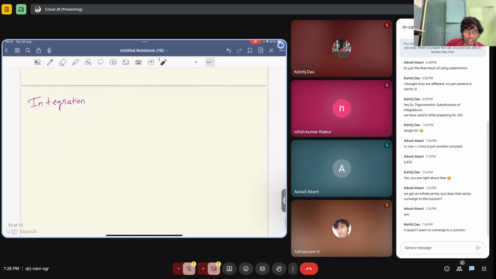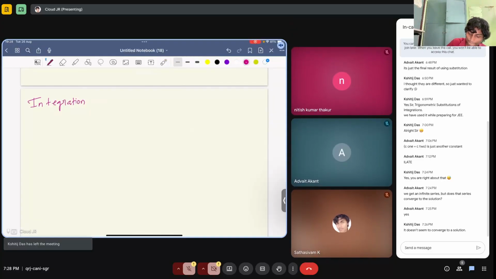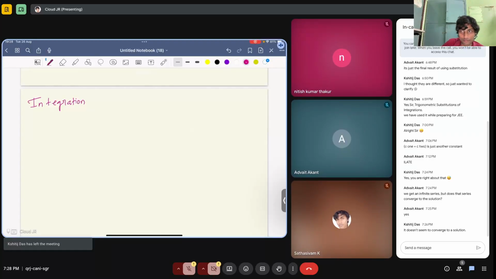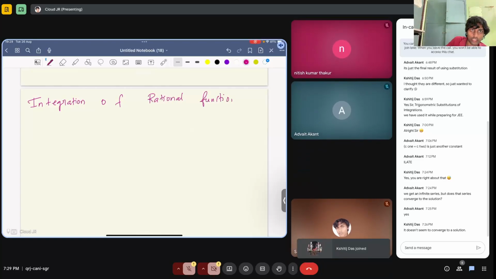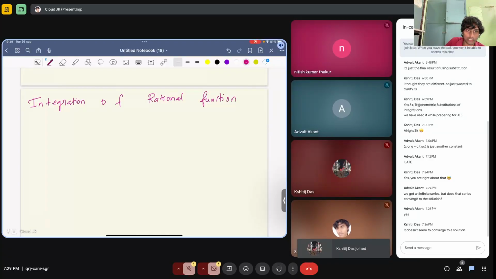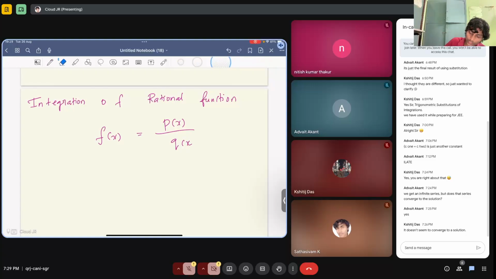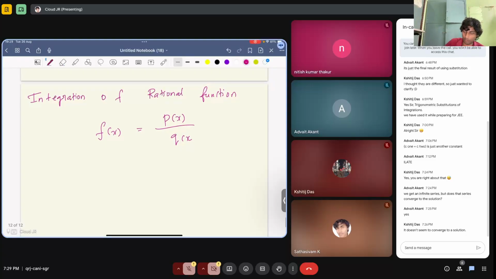But for rational functions, there is a slightly different technique, so I will introduce that now. It's the integration of rational functions. So let me say what a rational function is. Let me call it r of x, or maybe I'll just write f of x. If you have a function f of x which is of the form P of x by Q of x, where P and Q are polynomials.